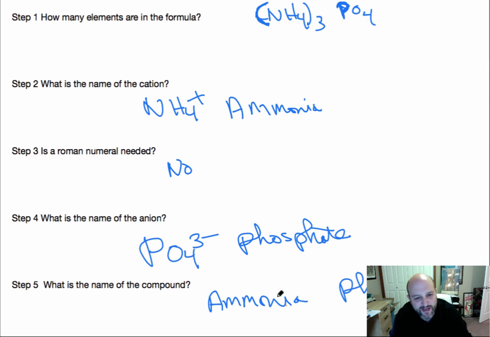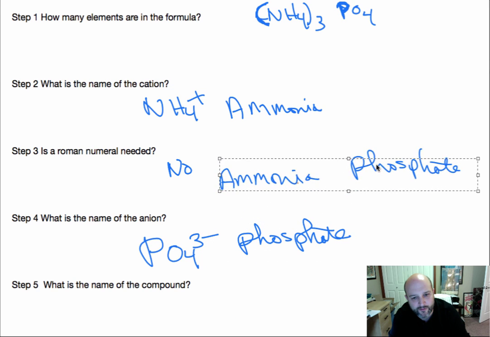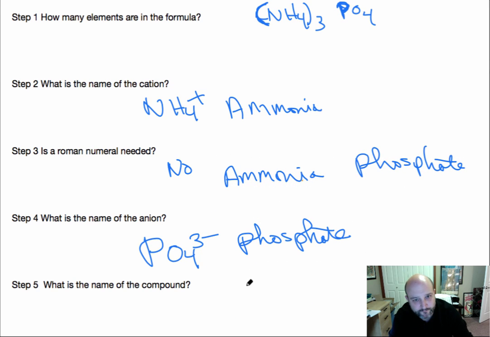How would we write, if we just had this word ammonium phosphate, how would we write the formula, which is up here? I'll move this out of the way. We would start with the NH4 having a charge of 1 plus, and the PO4 having a charge of 3 minus.